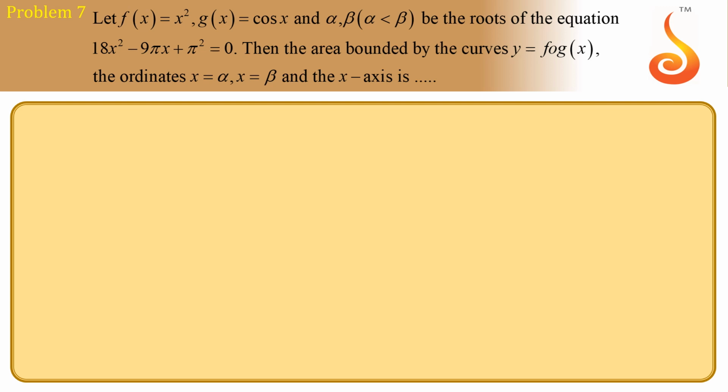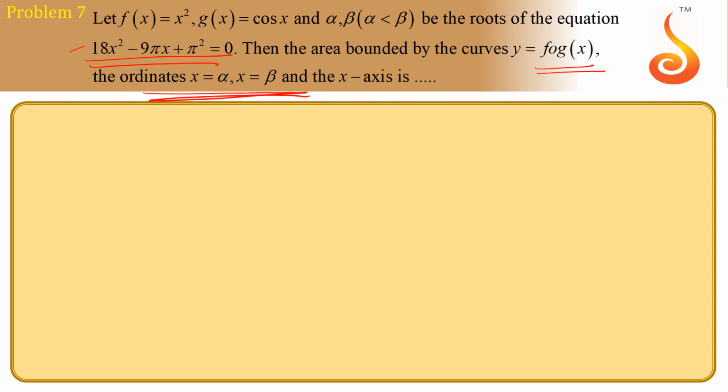So next problem. Let f of x equal to x square, g of x equal to cos x, and alpha comma beta, alpha less than beta, be the roots of the equation. So some equation is given here: 18x square minus 9 pi x plus pi square equals 0. Then the area bounded by the curves y equals f circle g of x, and the ordinates x equals alpha, x equals beta.